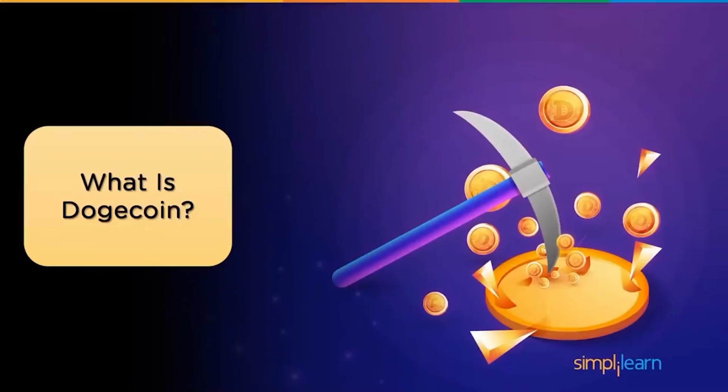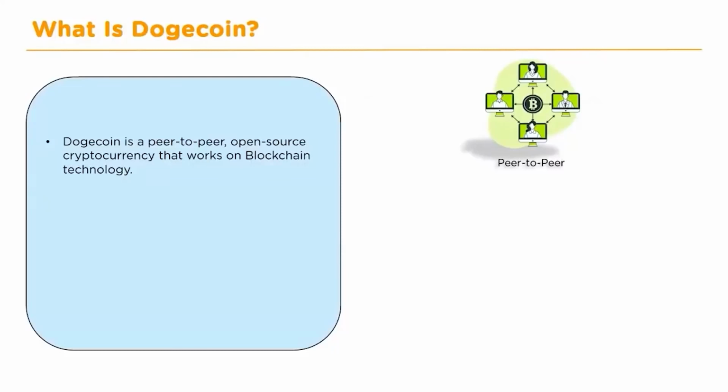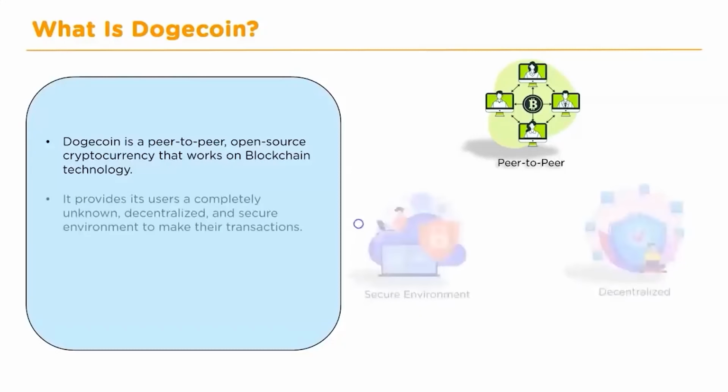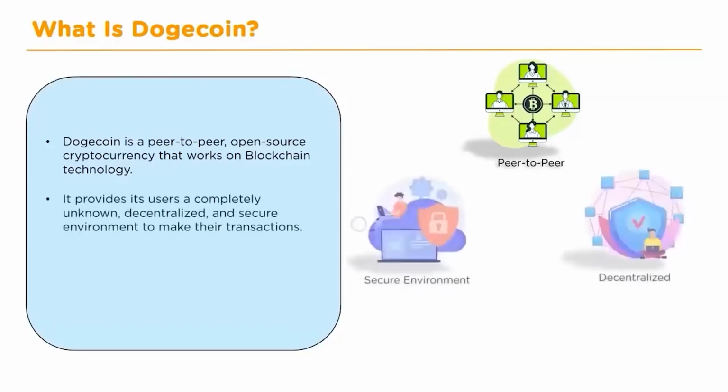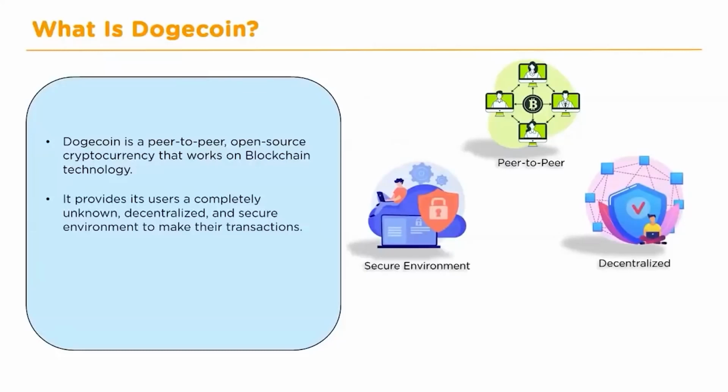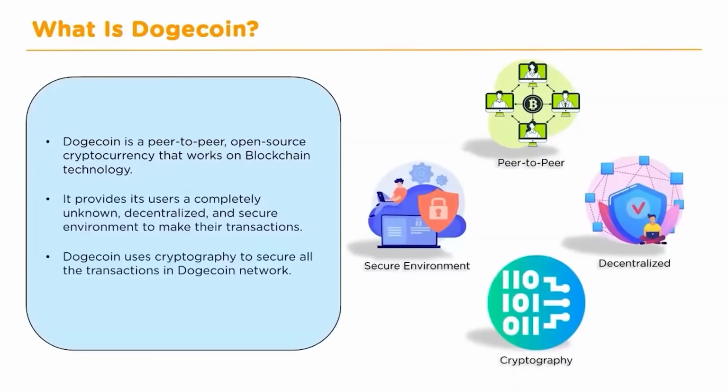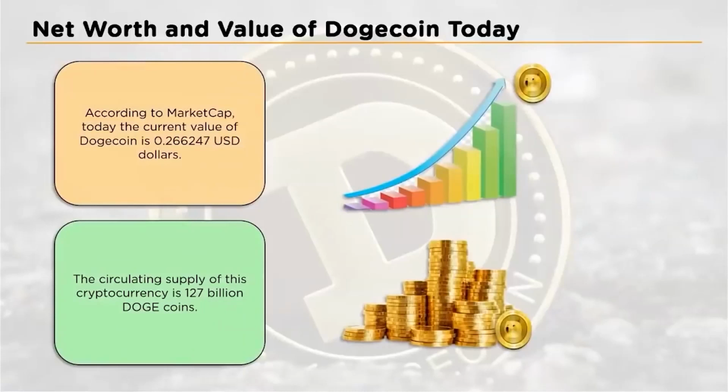Dogecoin is a peer-to-peer open source cryptocurrency that works on blockchain technology. Also, it provides its users a completely unknown, decentralized, and secure environment free from any third-party interference to make their transactions. Dogecoin uses cryptography to secure all its transactions. This makes me curious to know what is the net worth and availability of Dogecoin today. According to market cap, today the current value of Dogecoin is $0.266247. The circulating supply of this cryptocurrency is 127 billion Dogecoin.